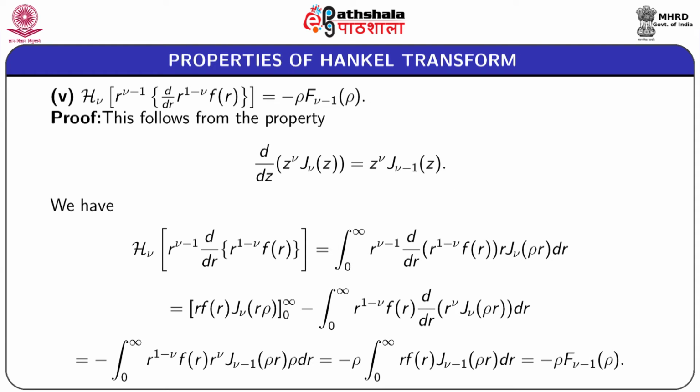Next property is that the Hankel transform of order nu of the function r to the power nu minus 1 d/dr of r to the power 1 minus nu f(r) is minus rho F_nu minus 1 (rho). This also follows from the property of Bessel function, that d/dz of z to the power nu J_nu(z) equals z to the power nu J_nu minus 1 (z).